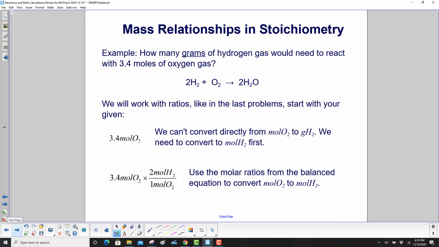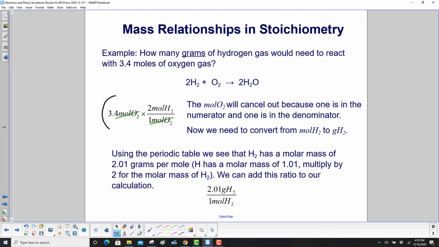Example. How many grams of hydrogen gas would need to react with 3.4 moles of oxygen gas? We'll work with ratios like the last problems. So start with your given, 3.4 moles of oxygen. We can't convert directly from moles of oxygen to grams of hydrogen. We need to convert to moles of hydrogen first. So we have 3.4 moles of oxygen, and there are 2 moles of hydrogen for every 1 mole of oxygen. We're using the molar ratios from the balanced equation to convert moles of oxygen to moles of hydrogen.